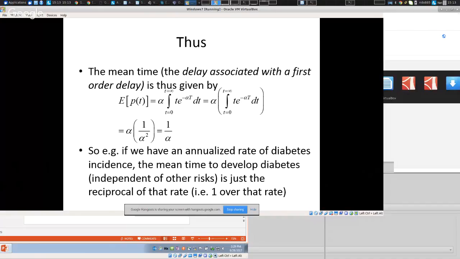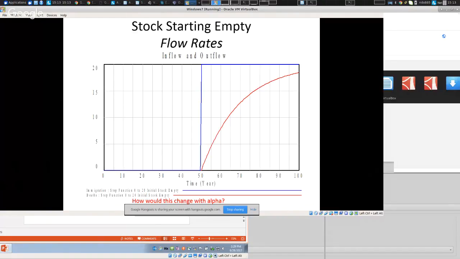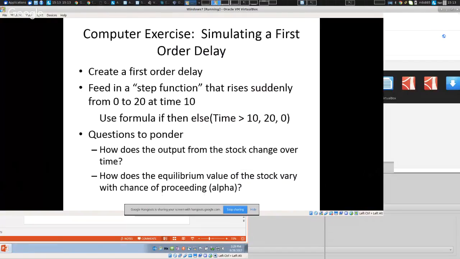100 years. 1 over 0.01. That's the average time I'll be alive. This is going to come back to us big time in a few weeks with agent-based models as well. Okay? Now, I'm going to explore some other aspects of this.